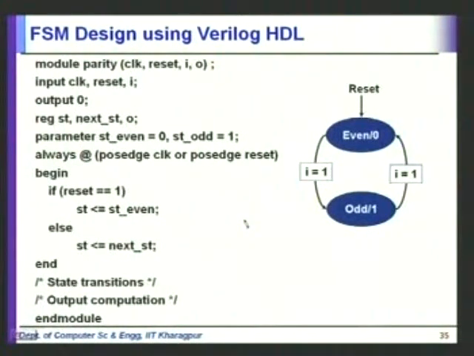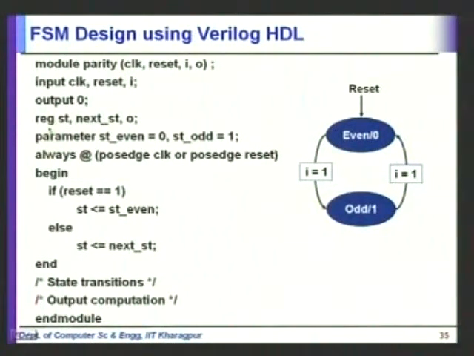Let us look at this example of designing a finite state machine using Verilog HDL. This is a machine which reads input and computes the parity, even or odd parity. So the inputs to this are a clock, a reset, and the input I, which is the bit stream that is coming in, and the output is O. Okay, and the output actually gives whether it is even parity or odd parity.